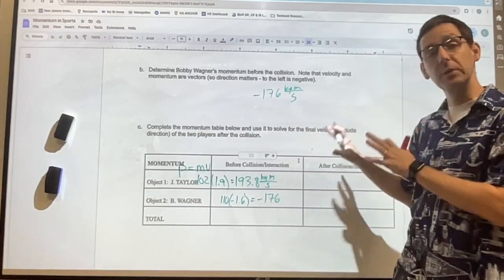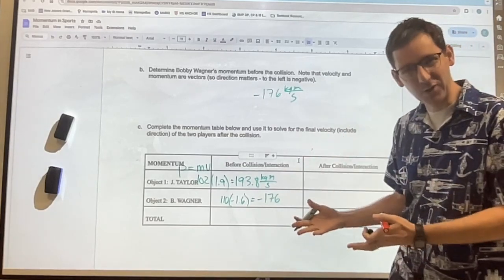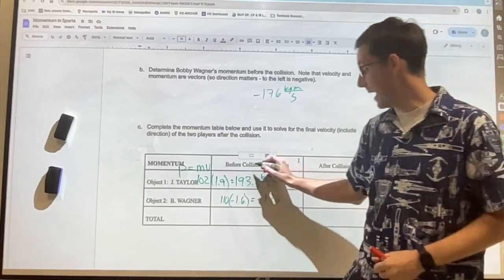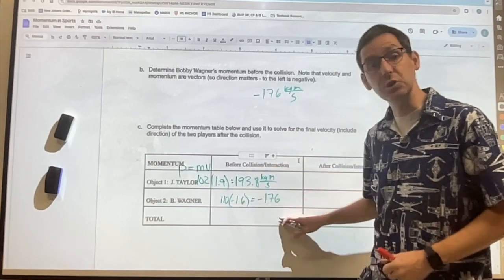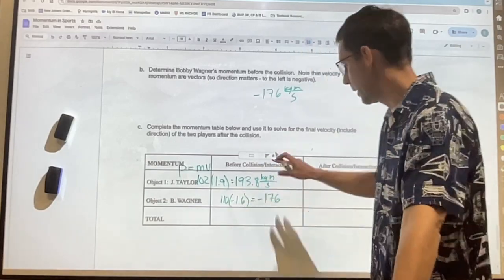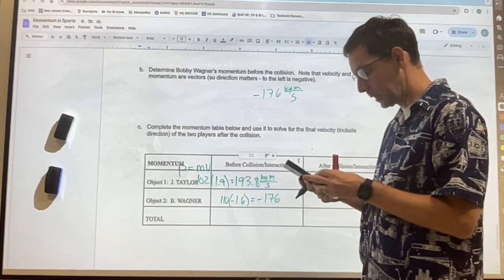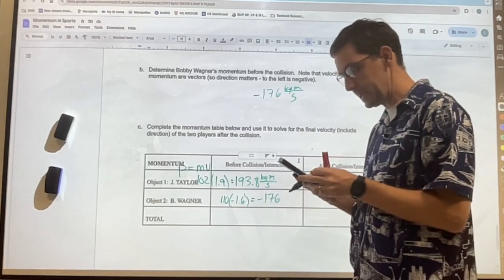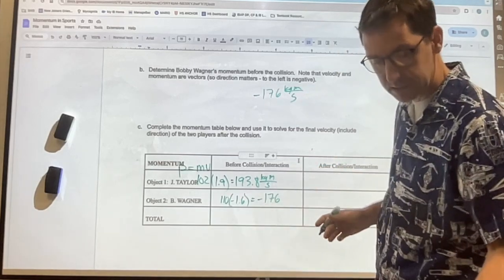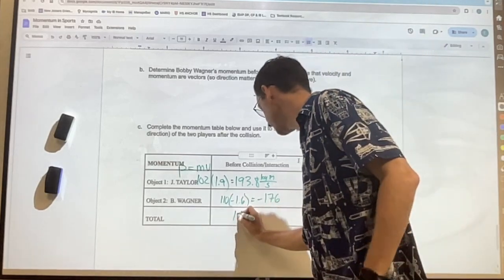Now we're going to complete the chart and answer the final question. We can add those two together to get the total momentum before. So we've got the negative 176 and then the 193.8, which will give us 17.8.